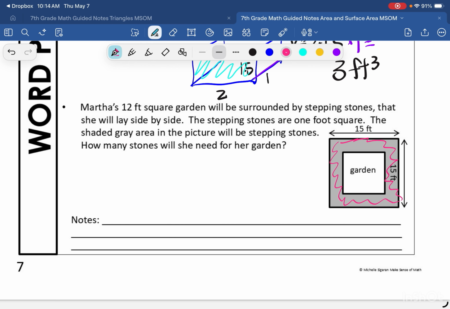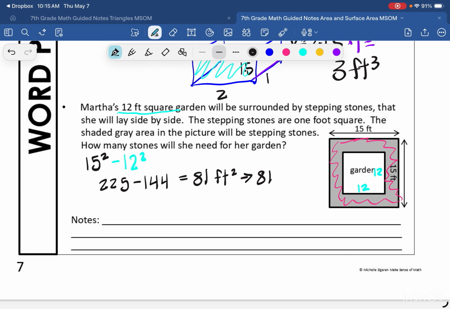It tells me in the problem that it's 12 foot by 12 foot. So I know that this right here is 12 foot. So the area of the entire garden, including the stepping stones, is going to be 15 squared, or 15 times 15. And then I need to minus 12 squared. So that's going to be 225 minus 144. And that gives me 81 feet squared. And that means I need a total of 81 tiles because each tile is 1 foot squared.